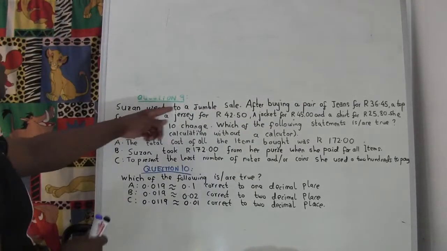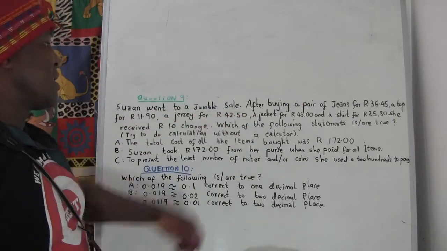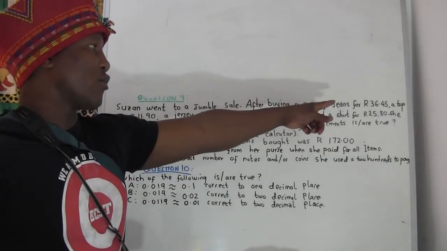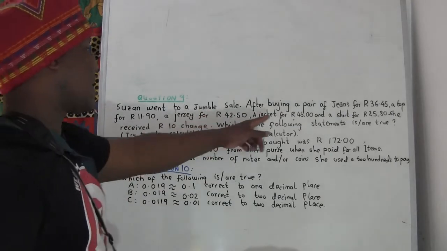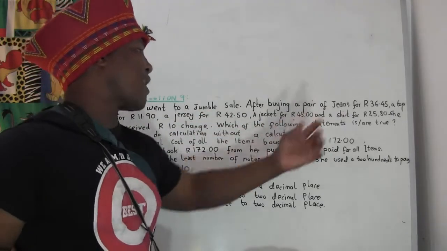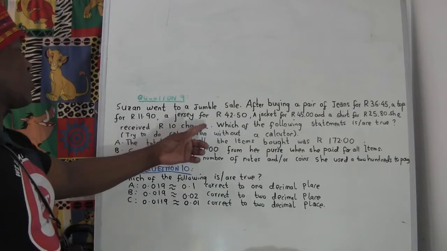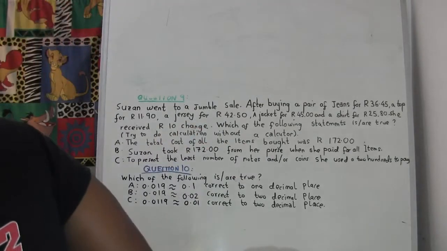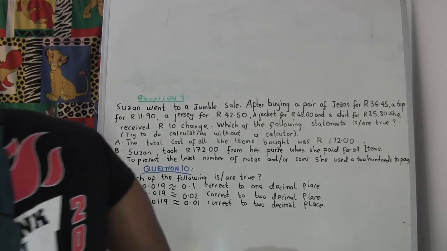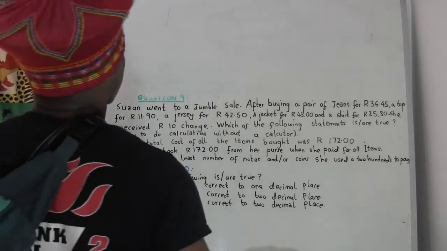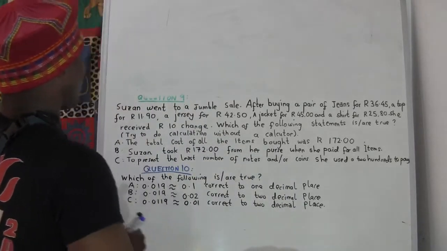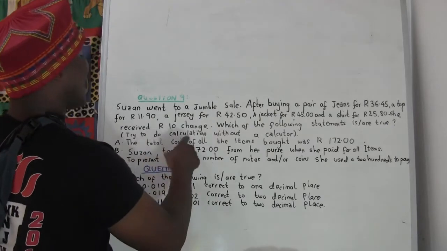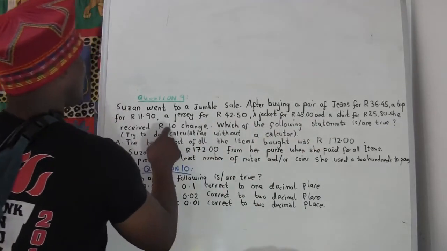Okay, so she went to the shop. She bought a pair of jeans for 36, a top for 11 rand, and then a jersey for 42, a jacket for 45, and a shirt for 25 rand. So what we want to do here is to know the total cost of all items she bought. They say, after buying all that, try not to use a calculator, she got a change of 10 rand.